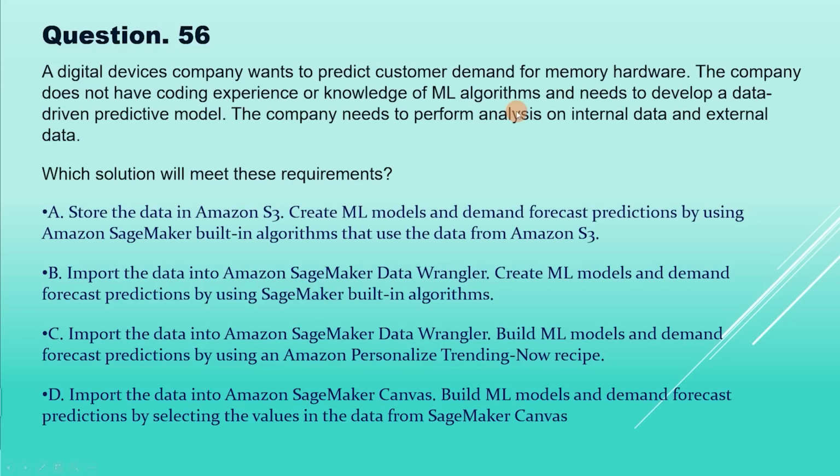So the correct answer here will be option D, import the data into Amazon SageMaker Canvas, build ML model and demand forecast prediction by selecting the values in the data from SageMaker Canvas. Because Amazon SageMaker Canvas is a no-code machine learning service that allows users without coding or ML experience to build predictive models. So it enables the company to import data, perform analysis and build ML model through an easy to use graphical user interface. So option D is correct here.